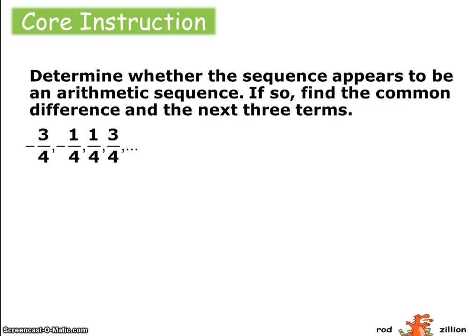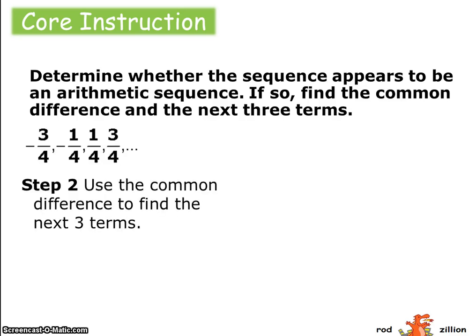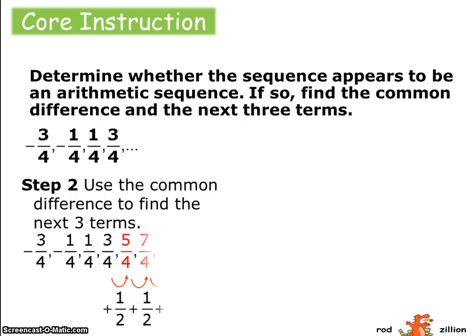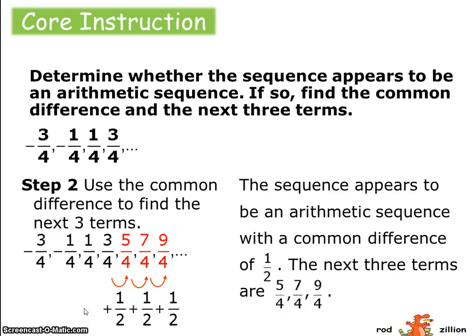Now if we were to extend this sequence, we're going to simply add 1/2 to the previous terms. 3/4 plus 1/2. Again, we might want to think about this as 2/4 with a common denominator. 7/4 and then 9/4. It is arithmetic with a common difference of 1/2, and the next three terms are 5/4, 7/4, and 9/4.